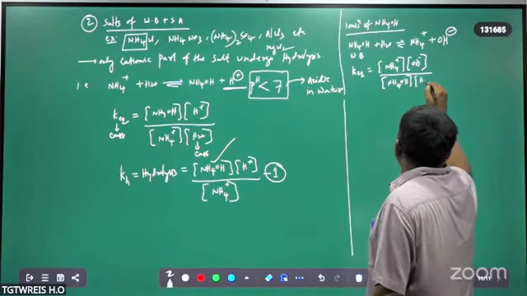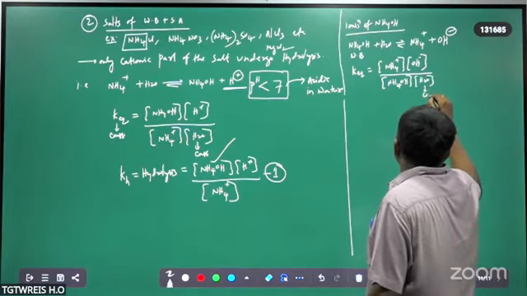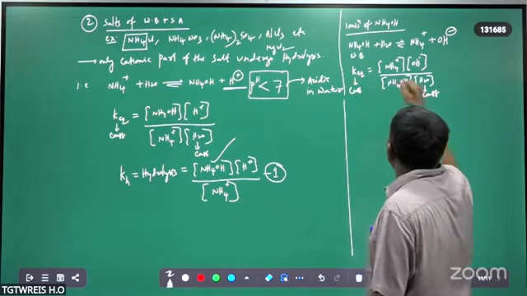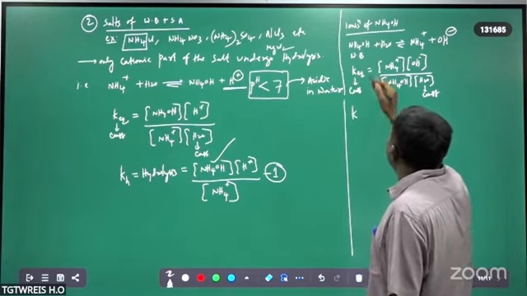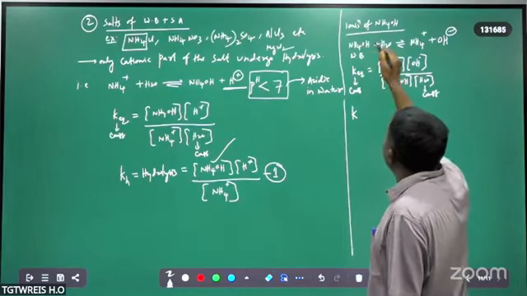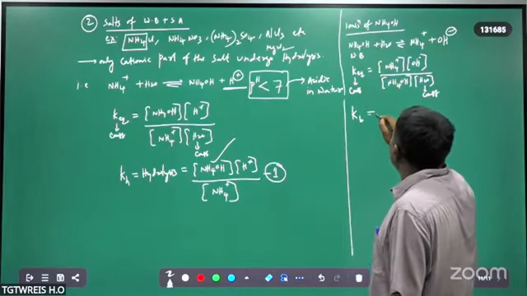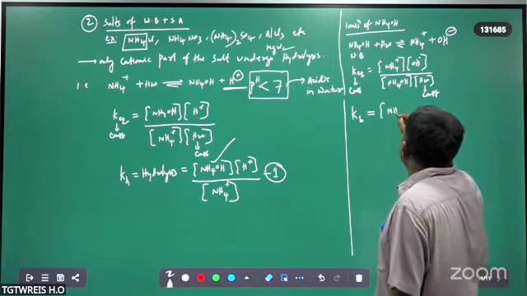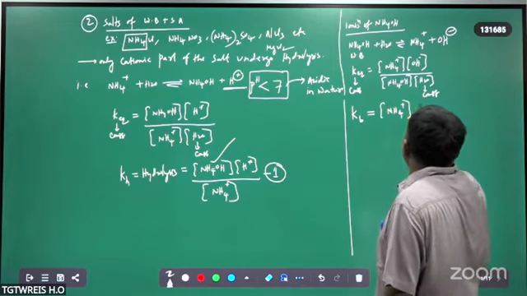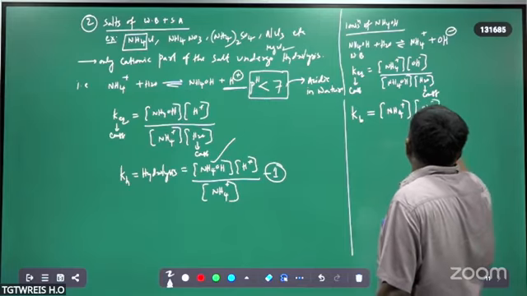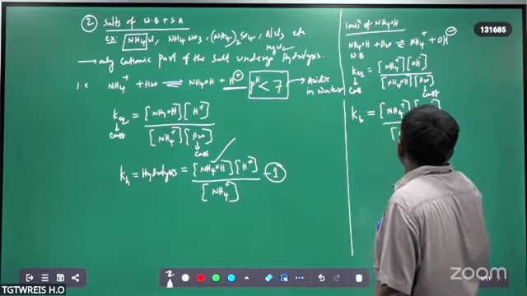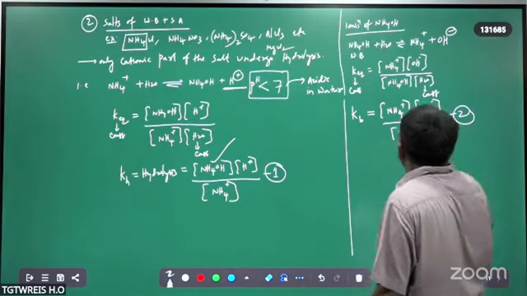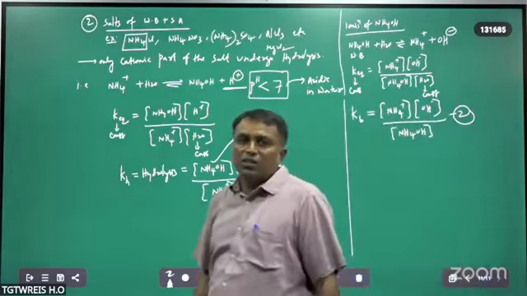and square bracket water. So again it is constant, constant into constant, another constant. This is for a weak base, therefore you must write Kb. Kb is equal to, this is the base dissociation constant, NH4 square bracket plus OH minus by NH4OH. So this is equation number 2.